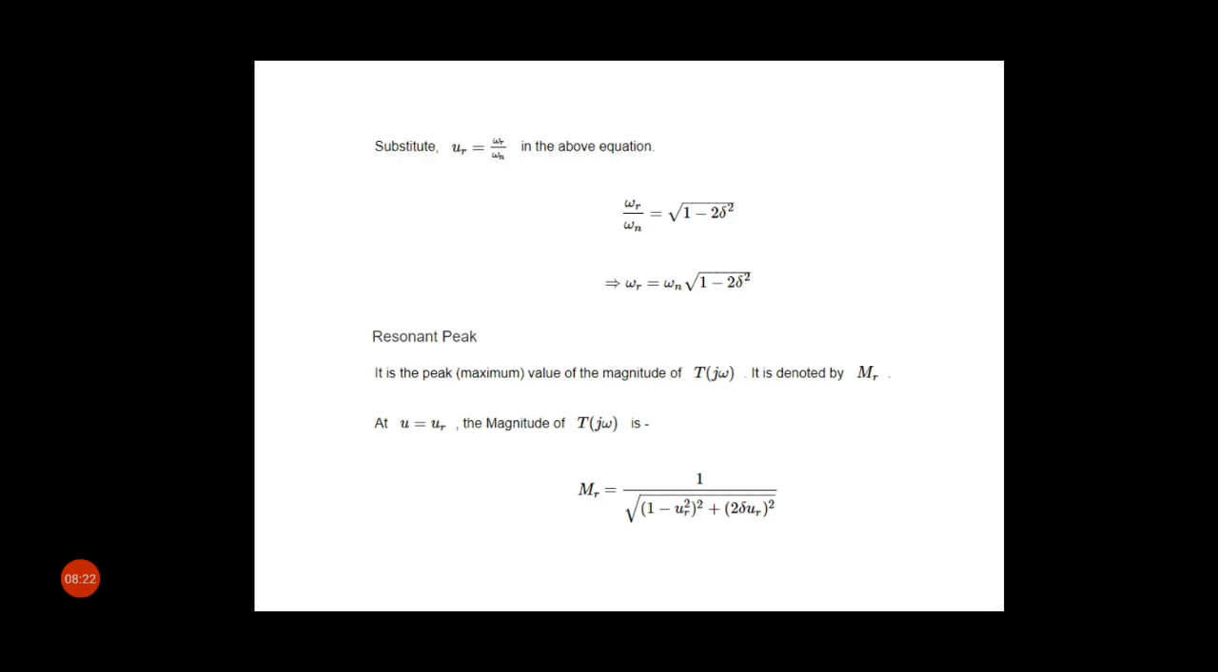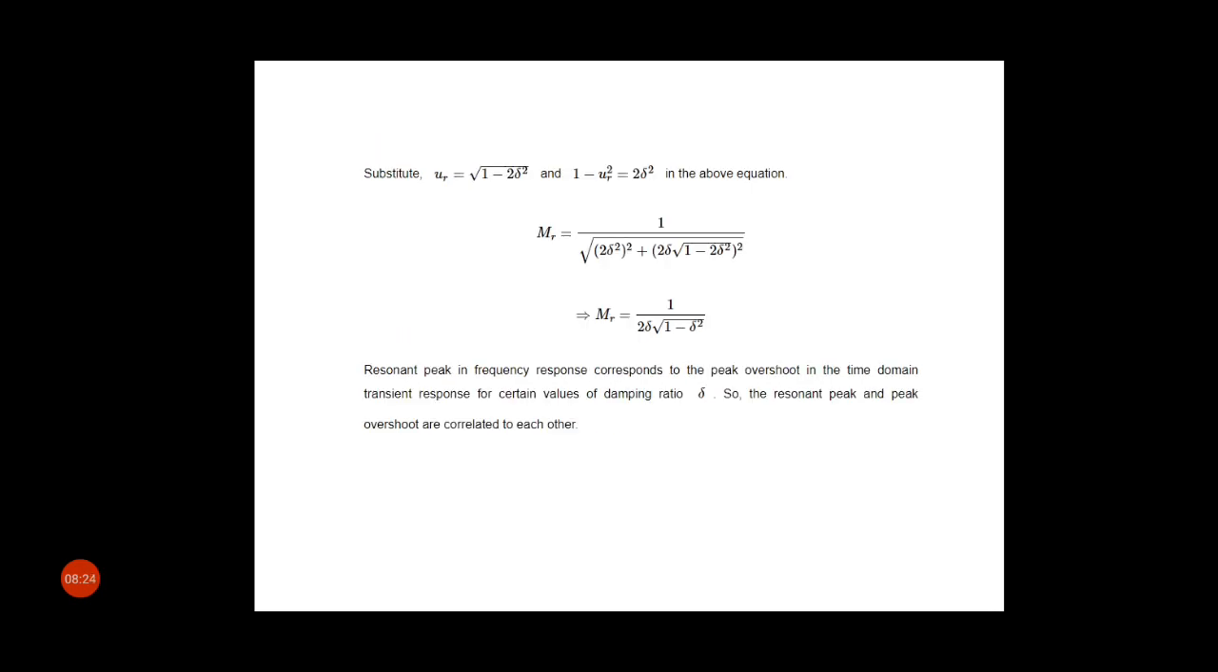So see here, the resonant peak in frequency response corresponds to the peak overshoot in the time domain transient response for certain values of damping ratio zeta. So the resonant peak and peak overshoot are correlated to each other.